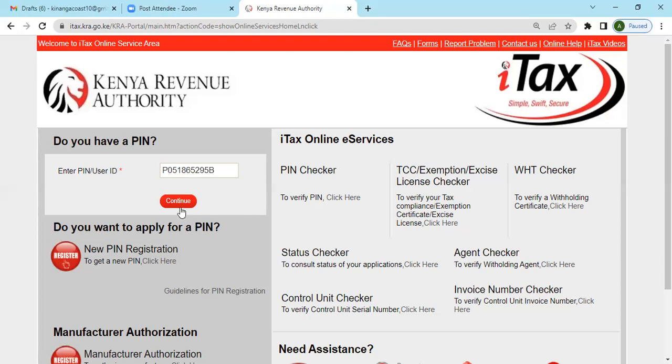Hii imekataa. Hii imekataa. Watu wamefunga server. Maybe waliona hawataki server ifanye nini? Ichanganyike na IPC.